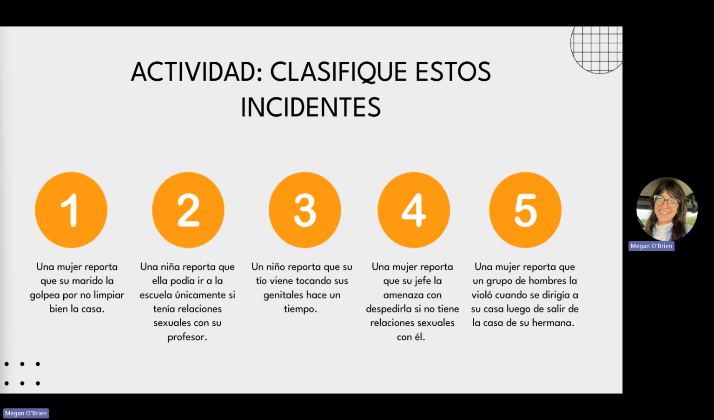And then finally, a woman reports that she was raped by a group of men when she was walking home from her sister's house. If we're, again, using the classification tool, this would be identified to be an act of rape. There was penetration, and that's how we would classify the GBV incident.